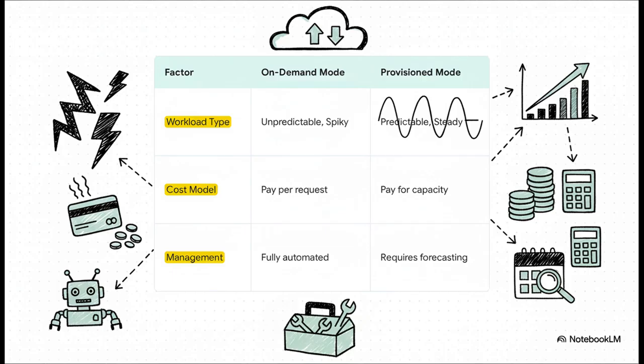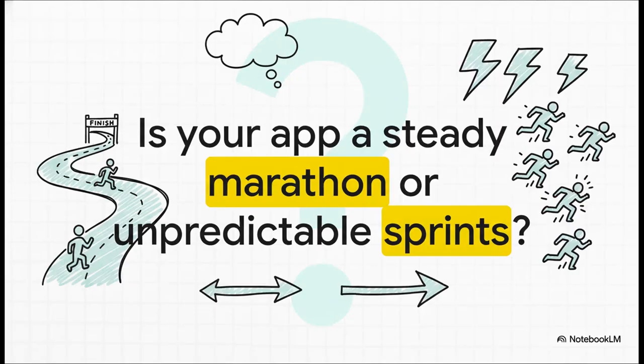Easy. But if your traffic is predictable, nice and steady, and you really value a fixed, forecastable cost, then provisioned mode, probably with auto-scaling turned on, is the way to go. It's really all about matching the right tool to the right job. And really, that's what it all comes down to.